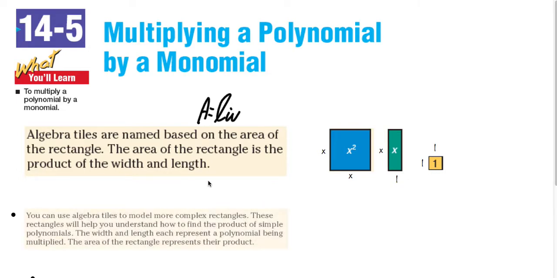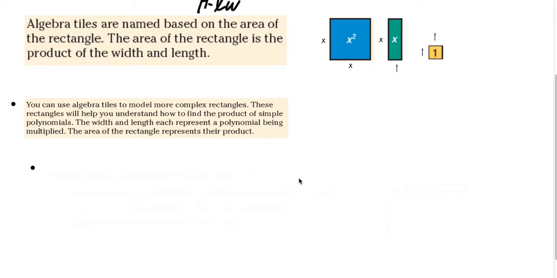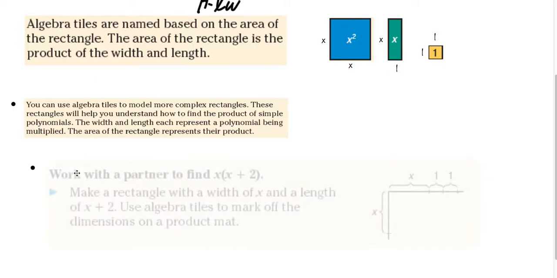We can use algebra tiles to model more complex rectangles. These rectangles will help you understand how to find the product of simple polynomials. The width and length each represent a polynomial being multiplied. The area of the rectangle represents their product. So what does that mean? Let's take a look at what that whole thing means. Let's consider this example.